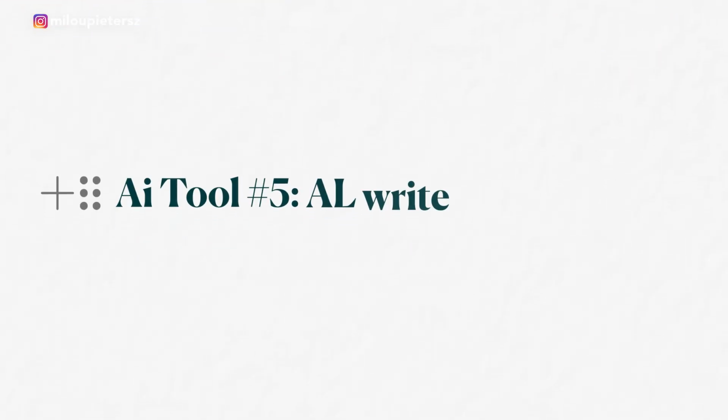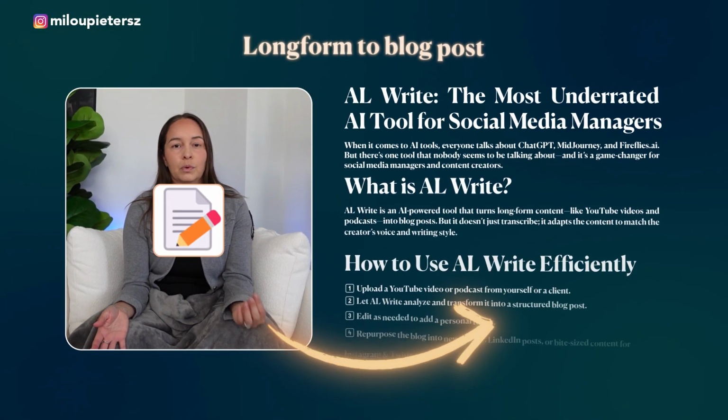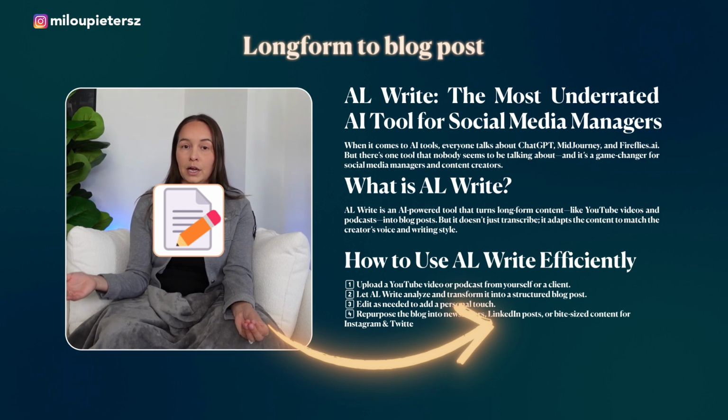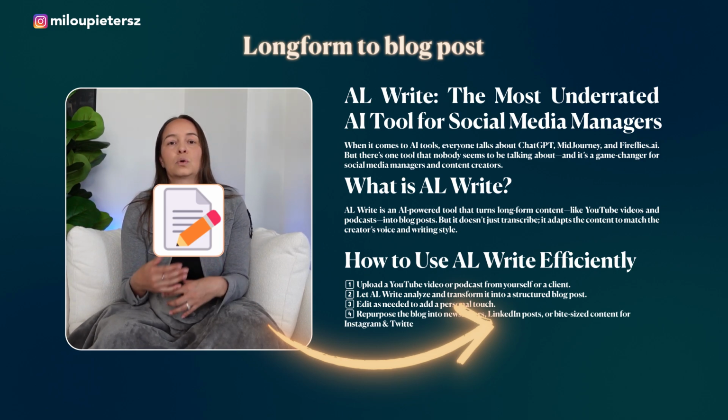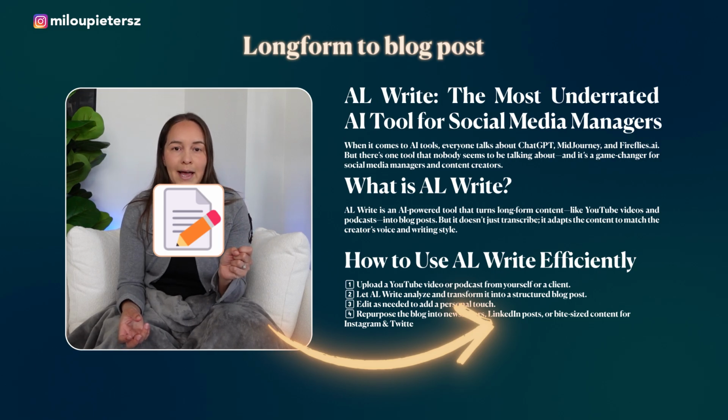Now, the very last AI tool I swear by for social media managers is AI Write. I don't know why no one is talking about this tool. I feel like this is such an underrated tool because it helps you turn long form content, similarly to Opus Clip, like a YouTube video like this one, and turn it into a complete blog post by simply sharing the YouTube link into AI Write.